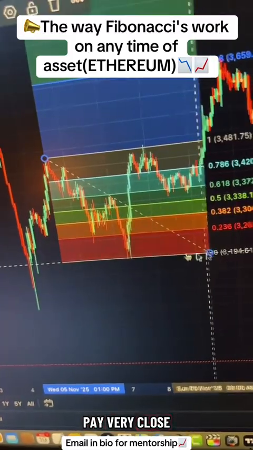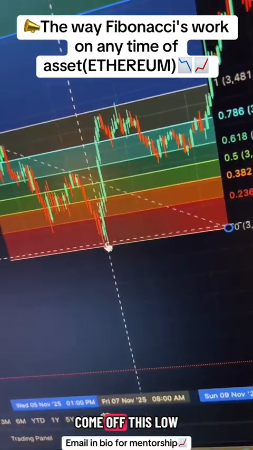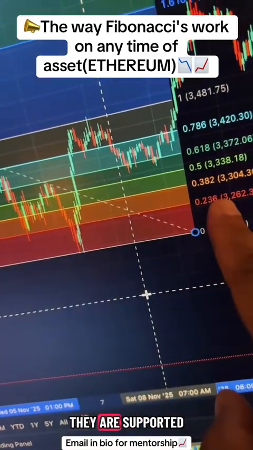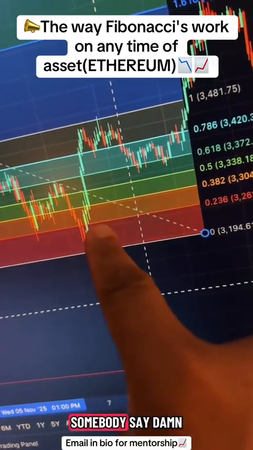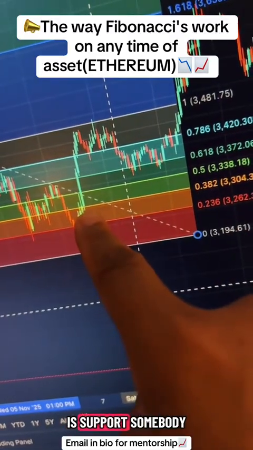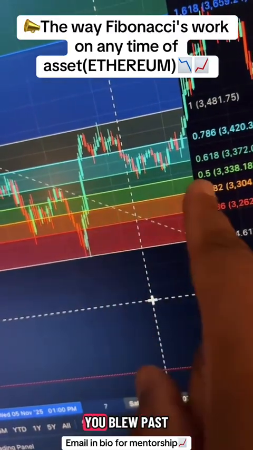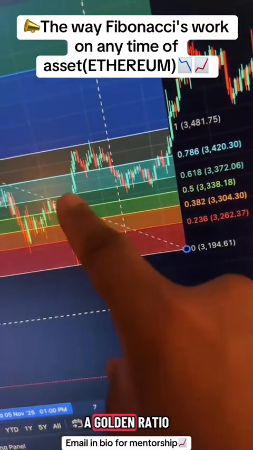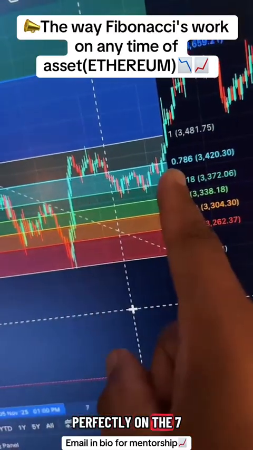Now, pay very close attention. As you come off this low, notice that these candlesticks right here are supported above the 236 right here. Somebody say, damn. You see that 382 right there is support? Somebody say, damn. You blew past the 50% level, and then you found support here at the 618, called the golden ratio. Perfectly on the 786.